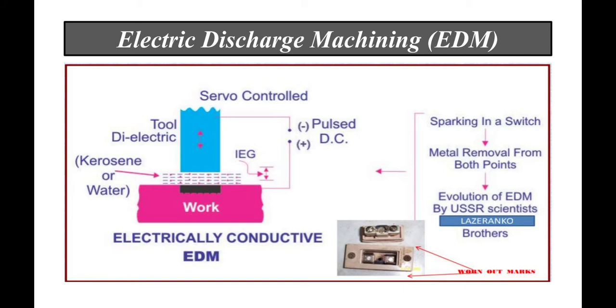They kept trying for years together and developed many machines, but none of them worked. Finally, after a long time, they were able to develop a machine which they named electro spark machining, and today it is known as electric discharge machining. And they patented it, and the working principle is very simple.